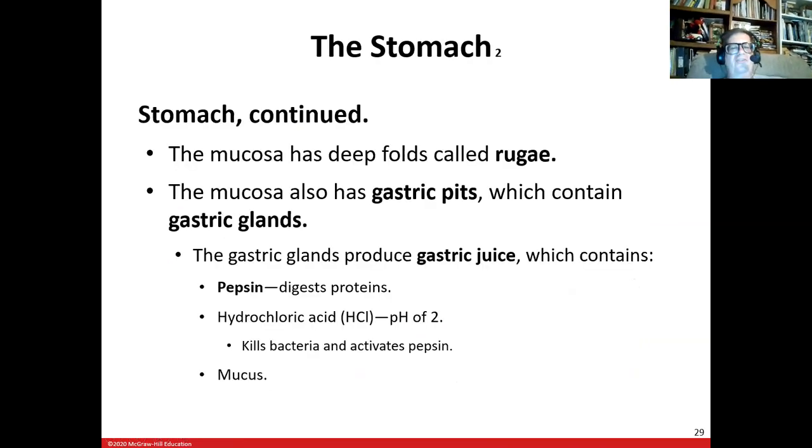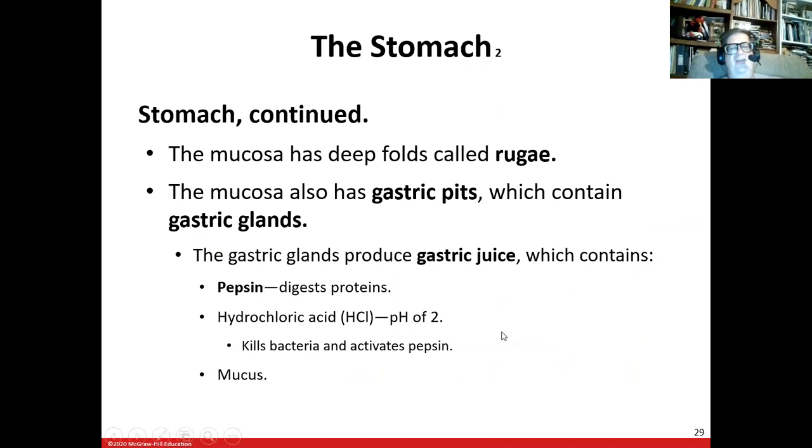So the mucosa has these folds that are called rugae. Think like the folds in an accordion or the folds in a big saguaro cactus. They allow that thing to expand. Your stomach can fill up with a lot more food, get a lot bigger than it normally is.